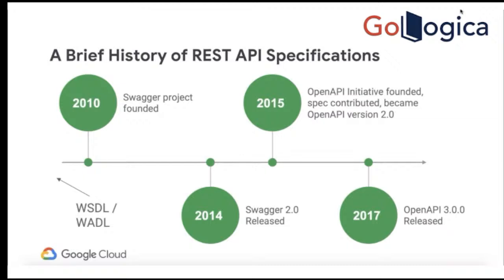So people use both terms, Swagger and OpenAPI, because Swagger was the original name, but both have the same meaning. Apigee supports both Swagger 2.0 and OpenAPI 3.0. So whatever is your preference to define your API, you can use them and define your API specification.